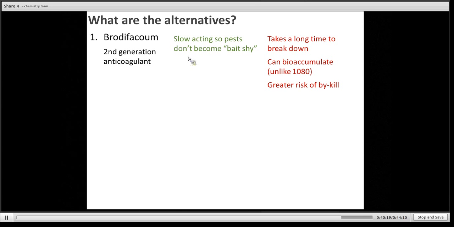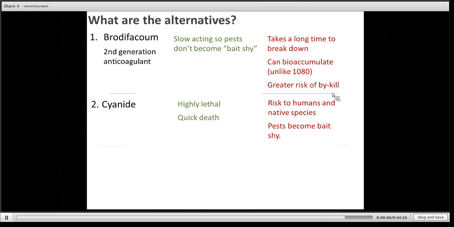However, it takes a long time to break down in the environment. It also bioaccumulates. In other words, anybody eating that, it's like the DDT, it will bioaccumulate. And you don't want that. You want it to be able to be broken down. And there's also greater risk of biokill. In other words, the non-targeted species eating it and killing those off.